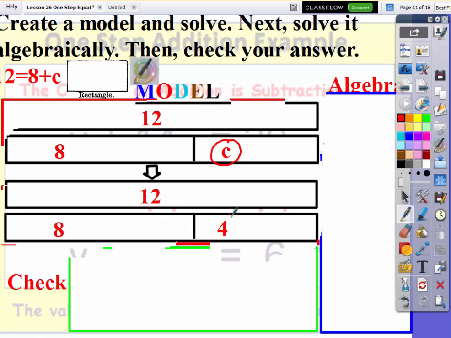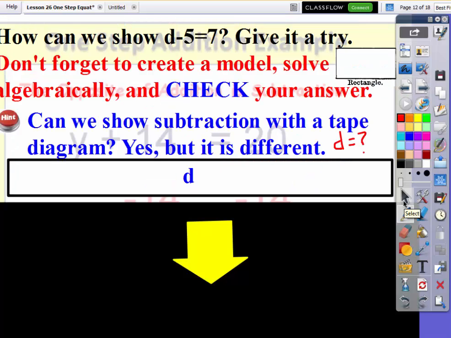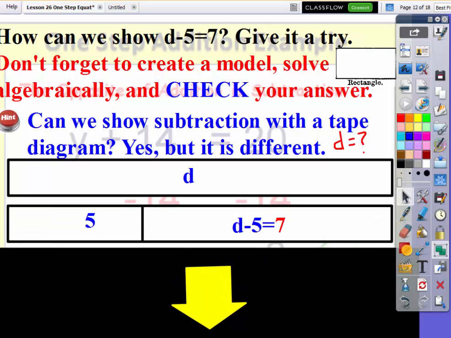When I look back here, you'll notice that that's what I'm looking for in this problem. I'm actually looking for, what does C equal? And I'm looking for those equal lengths. So I'm going to be doing the same thing. I'm looking for, what does D equal? But now I have to do some flip-flopping. So D equals what? Well, I know that with my D right here, I'm taking away 5. So I'm taking away 5. So here I have my D minus 5 equals 7.